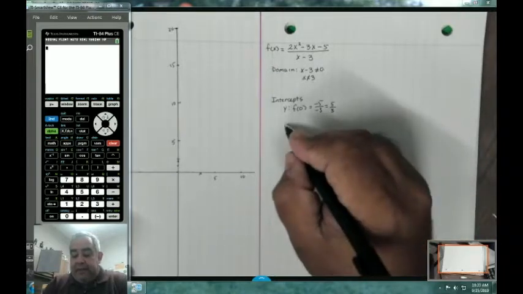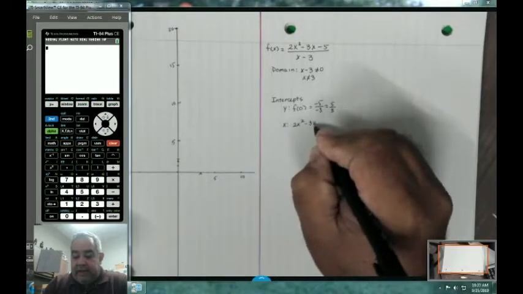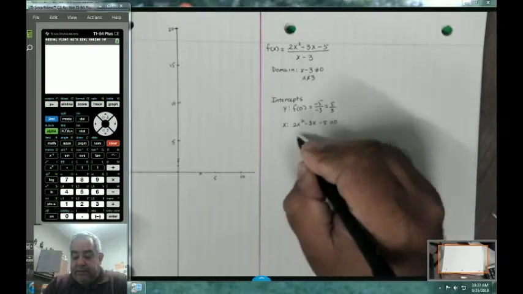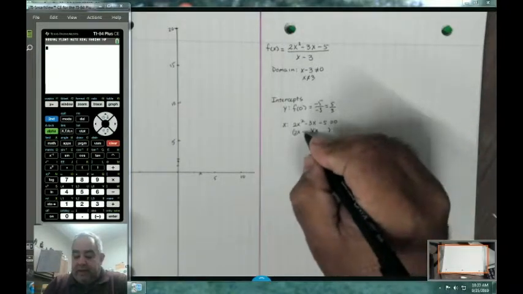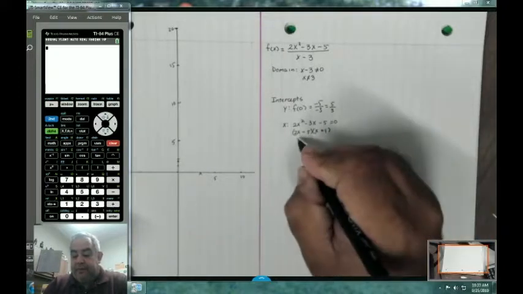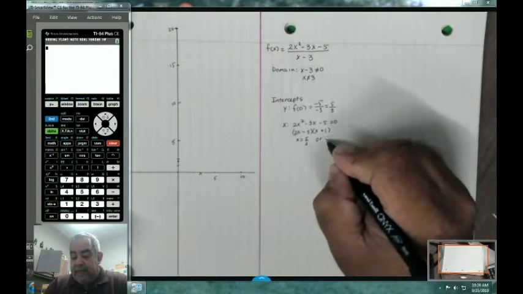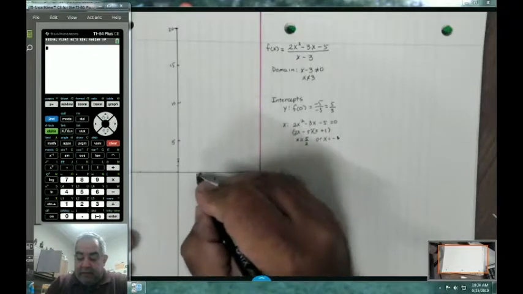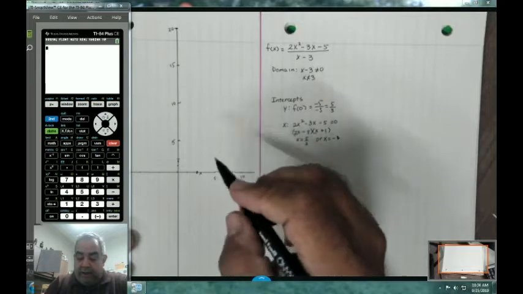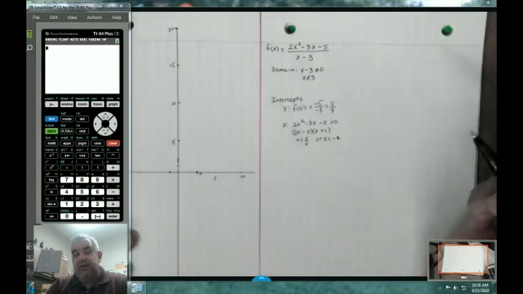Next, I'm going to find the x-intercepts. For the x-intercepts, I'm going to take 2x squared minus 3x minus 5 and set it equal to 0. That factors very nicely into 2x minus 5, x plus 1. So x is equal to either 5/2 or x is equal to minus 1. When you look at that, 5/2 is around 2.5, which is right here. Or x is equal to minus 1, which is roughly around here. Okay, so that's what we have right now.